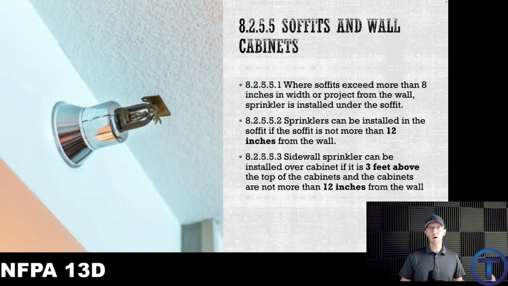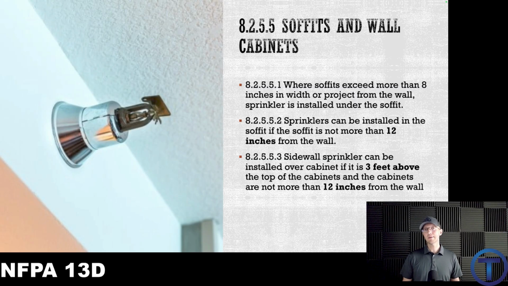If it's too close to the wall, it's not going to do me a lot of good. But if that soffit's out in the room, then it kind of drops down, I can get that sprinkler in the soffit. The third section there says a sidewall sprinkler can be installed over a cabinet if it is 3 feet above the top of the cabinets and the cabinets are not more than 12 inches from the wall.